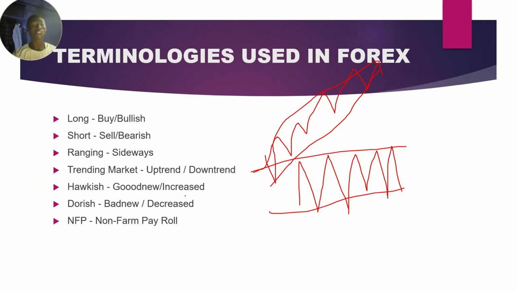Let's move on. So we have the trending market. Trending market is something that I just showed you, something like this. So let's go to trending market. The market is in an uptrend. This uptrend.